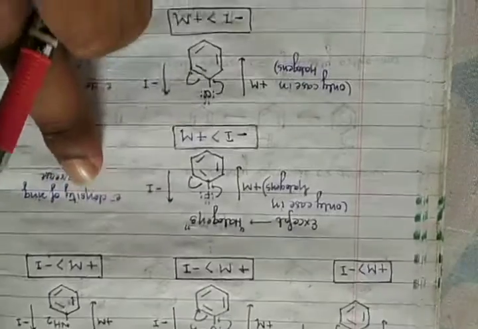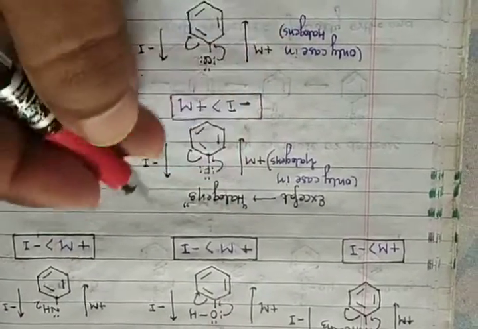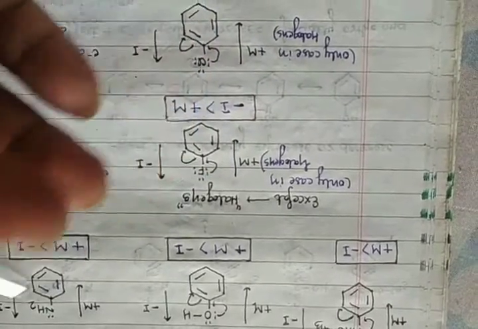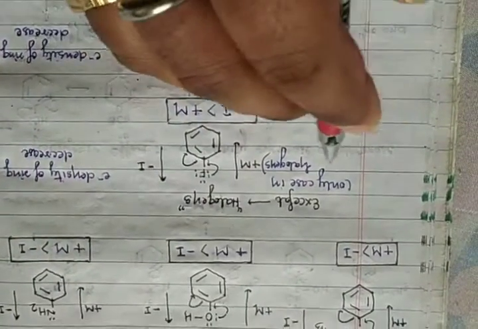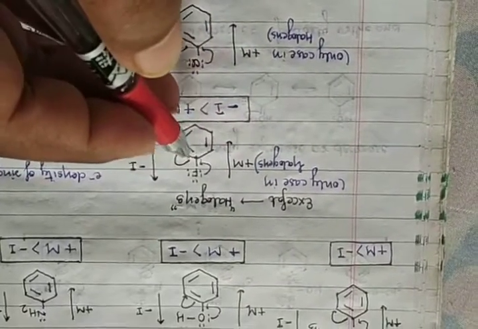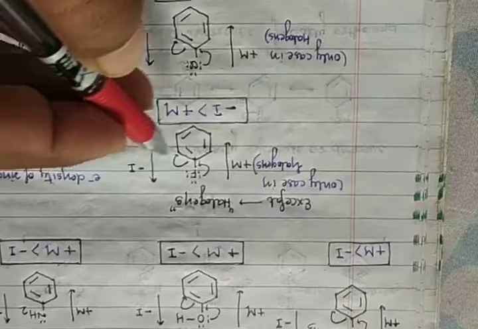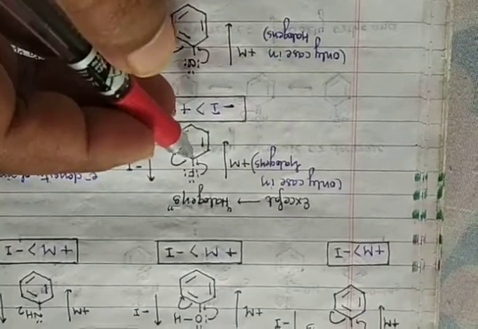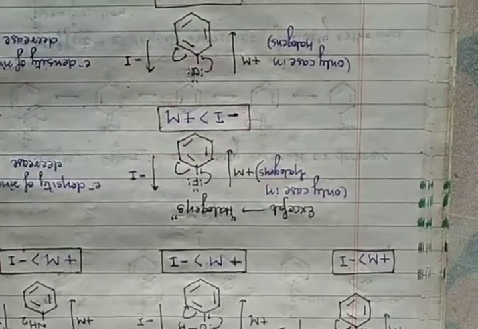Same for this. Now except for halogens, in the case of halogens there is a different case. Okay, only in halogens, in this case fluorine again donates 1 electron to the nucleus, and also fluorine is more electronegative than carbon, so there is also a minus I effect.